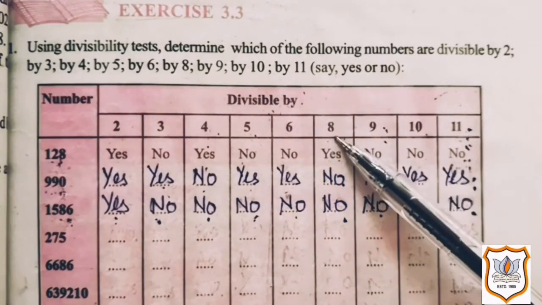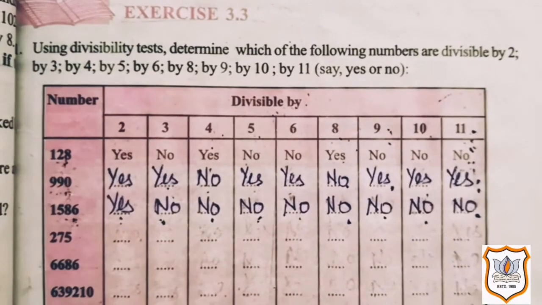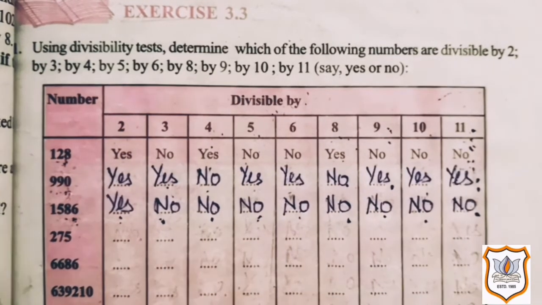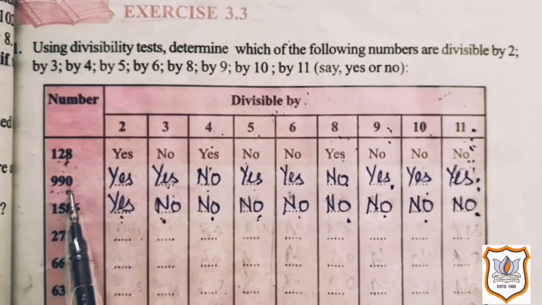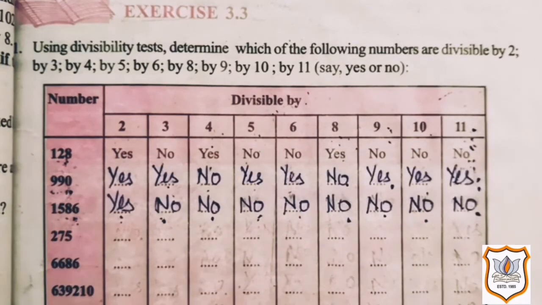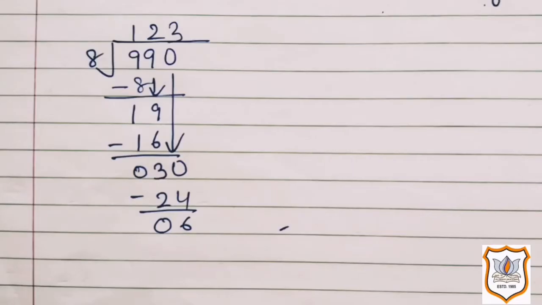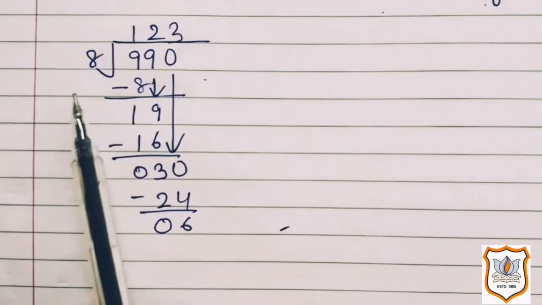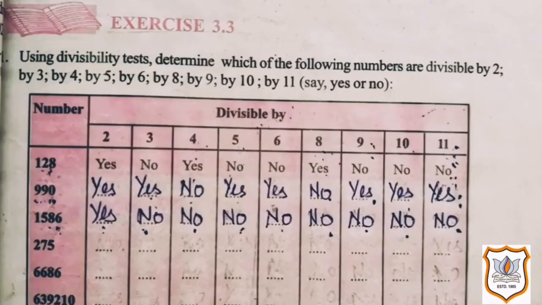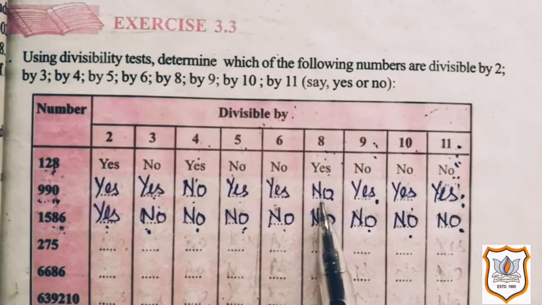Divisible by 8. According to the rules, if the last three digits of the number are divisible by 8, then only the number is divisible by 8. Here the last three digits are 990. We have to first divide 990 by 8 to find out whether the number is divisible by 8 or not. So if we divide 990 by 8, we get 6 as a remainder. So we can say that the number is not divisible by 8. So we will write no over here.